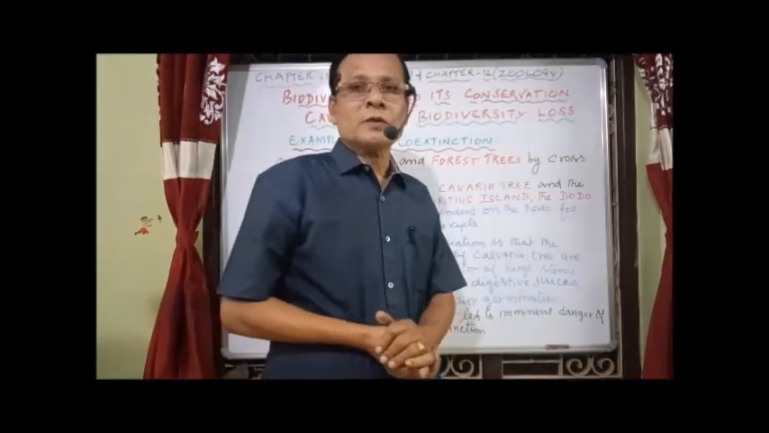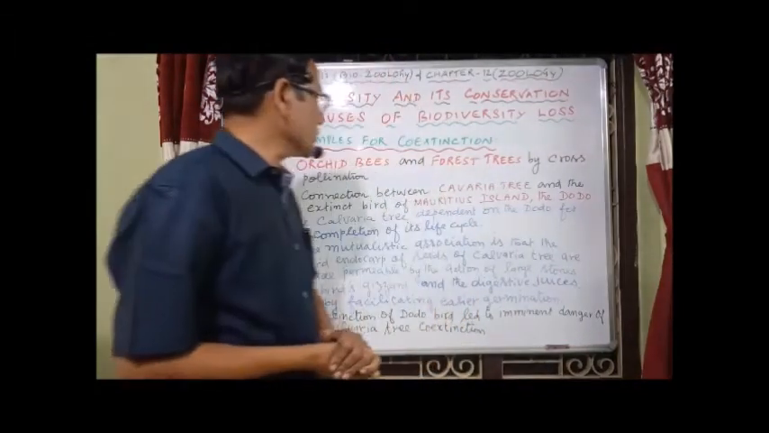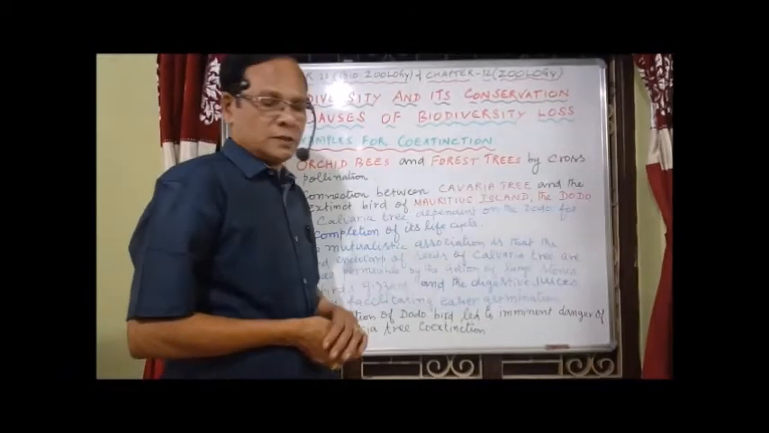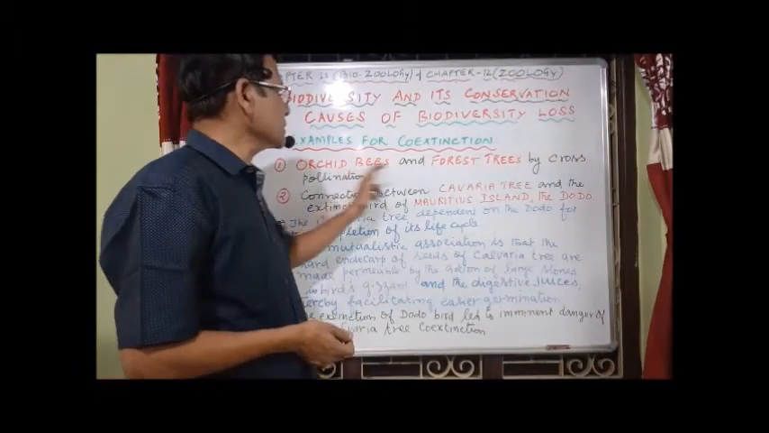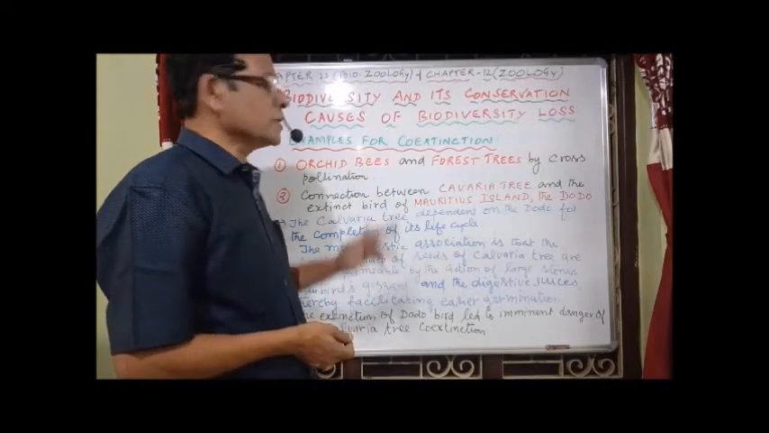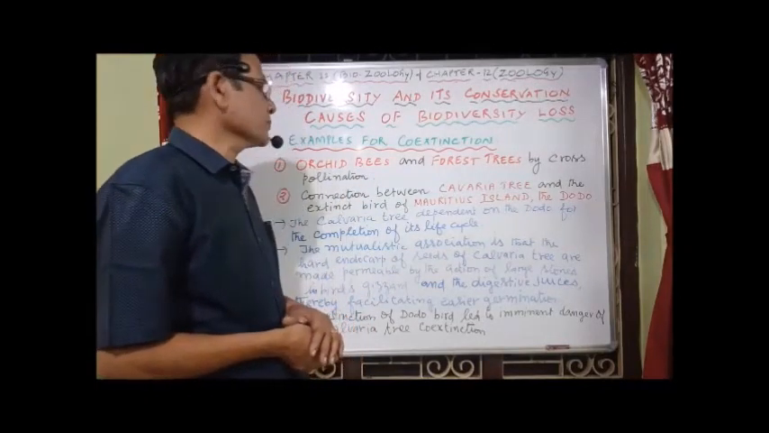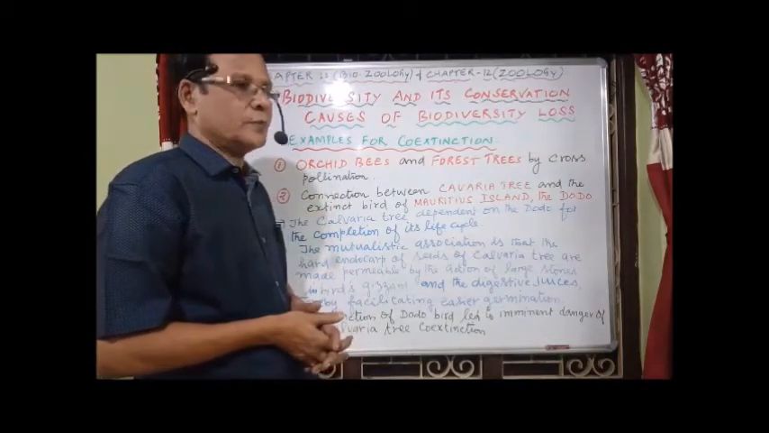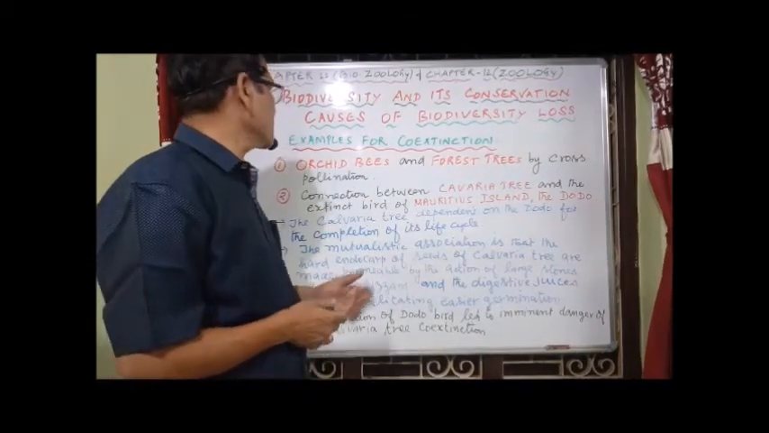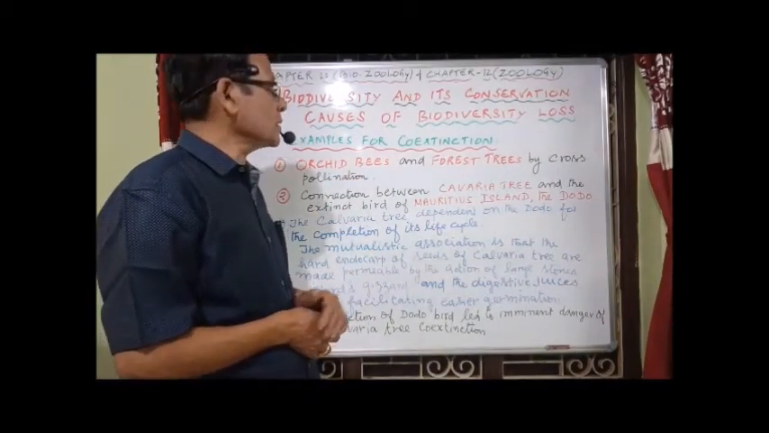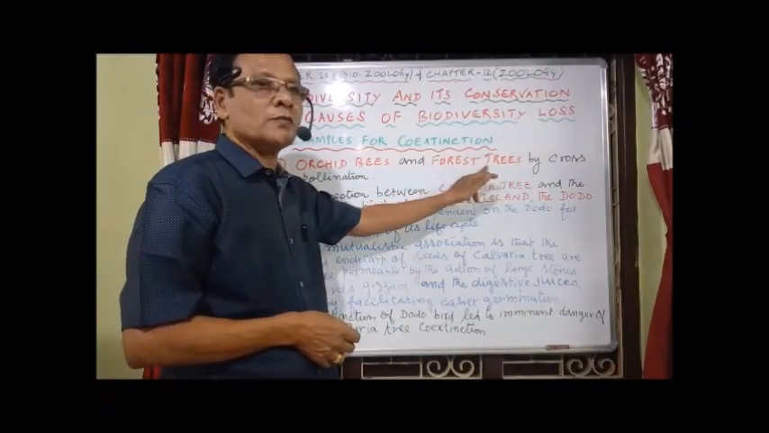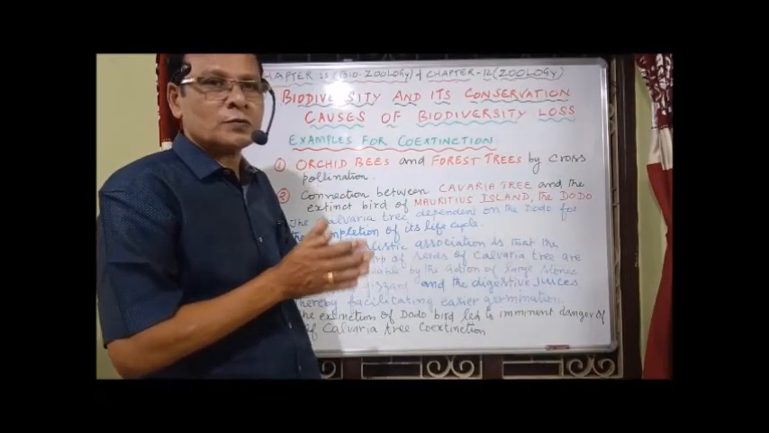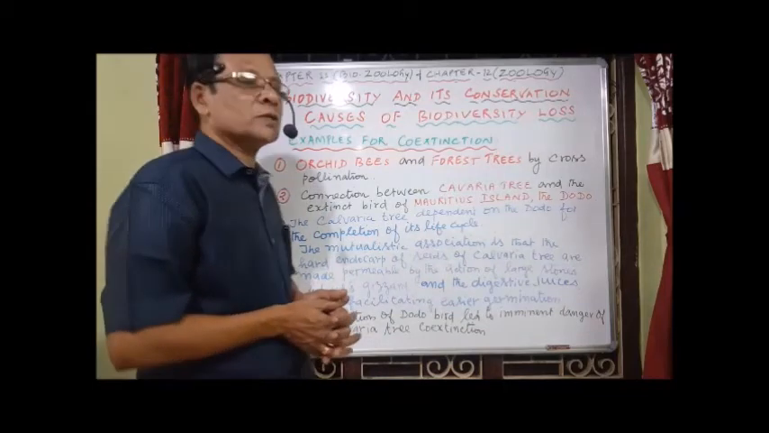Now, what are the examples for co-extinction? We have two examples in our syllabus. One, the orchid bees and forest trees, the relationship between the orchid bees and forest trees. The orchid bees are considered the keystone species. They are responsible for the very survival of the trees of the tropical forests because they effect cross pollination. So once the orchid bees die, ultimately there is a co-extinction of the tropical forest trees, because the bees effect cross pollination. Without cross pollination there is no formation of fruit and seeds, thereby no new plants are produced.